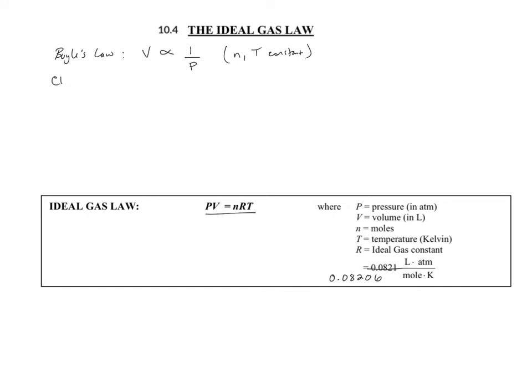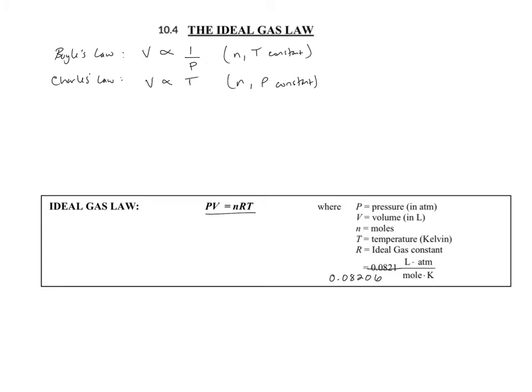Now, Charles's law. This was saying that volume is directly proportional to temperature. So there's no fraction there because it's directly proportional. Moles and pressure are constant.